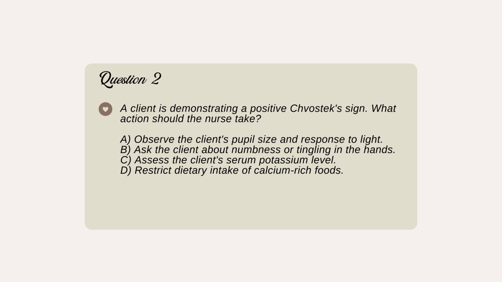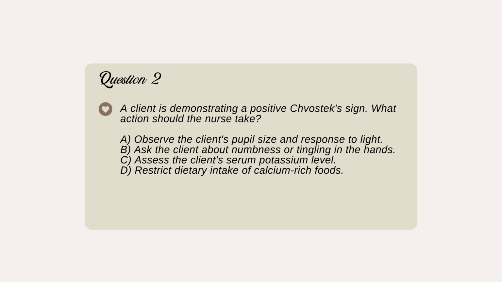Question 2. A client is demonstrating a positive Chvostek sign. What action should the nurse take? A. Observe the client's pupil size in response to light. B. Ask the client about numbness or tingling in the hands. C. Assess the client's serum potassium level. D. Restrict dietary intake of calcium-rich foods.